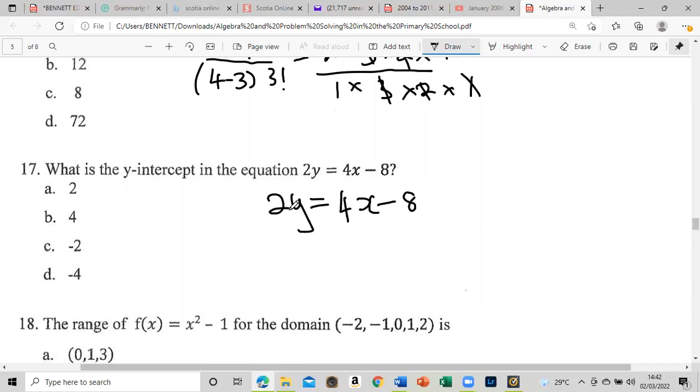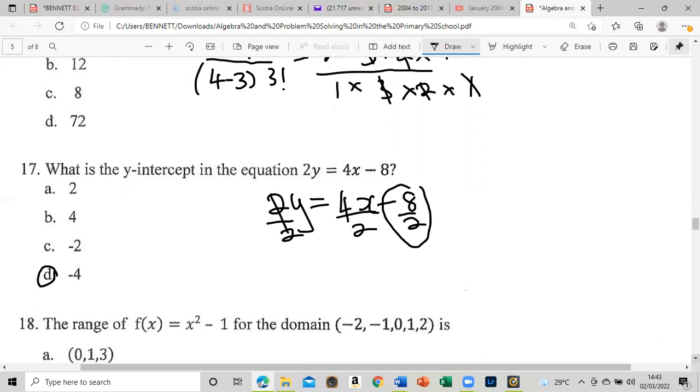So divide by 2 because it's supposed to be in the form y equals mx plus c. So you divide this by 2 and this by 2. So that's y equals 2x minus 4. Now, focus on this alone. So that's -4. That will be the y-intercept.